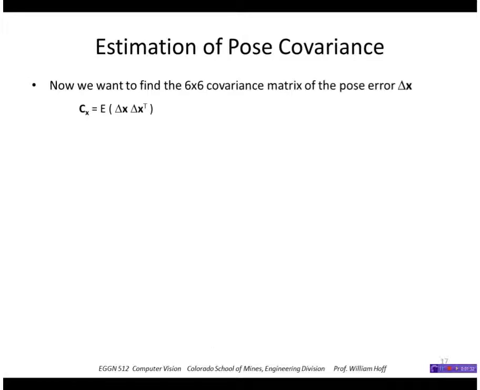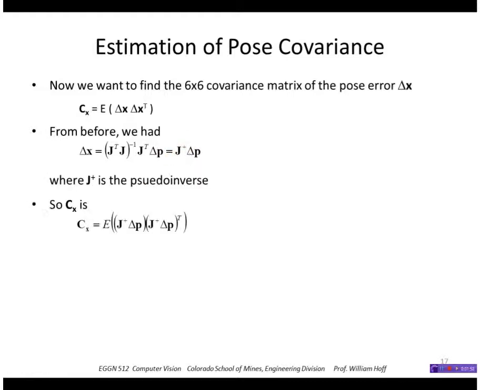Okay, so now we want to find the covariance matrix of the pose. Since the pose is a 6-element vector, that's a 6 by 6 covariance matrix. From the iterative least squares fitting, we had this equation giving us delta x in terms of delta p, and I'm going to write it in shorthand as the pseudo-inverse of J. So the covariance of x is the expected value of delta x times delta x transpose. I plug in the values for delta x here.